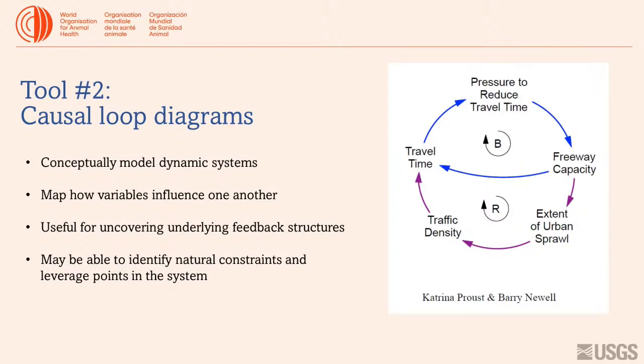But as your freeway capacity increases, people are like, oh, this isn't so bad. What used to be an hour-long commute is now only taking me 30 minutes. So now I can move out to the suburbs, get a bigger house, and now we've got urban sprawl. And as this continues to increase, we just increase our traffic density again. So lots and lots of these things in the real world.